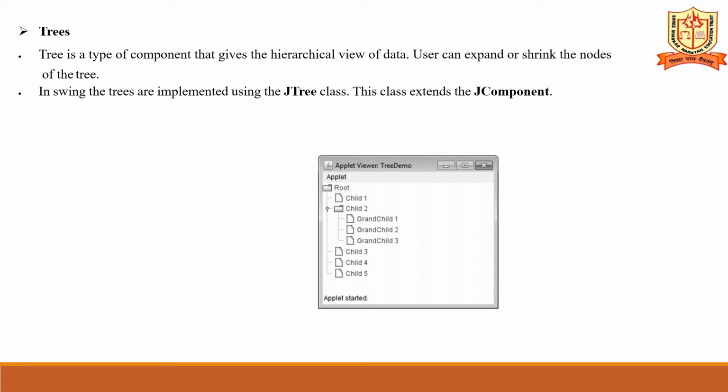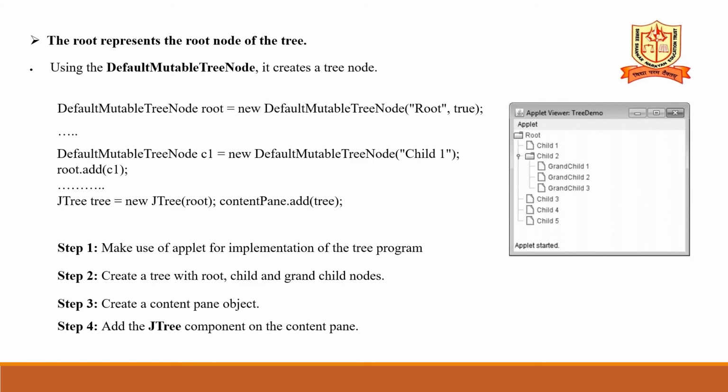Here the root node is root, and child 1, child 2 are the child nodes of the root node. Using the DefaultMutableTreeNode, it creates the tree node. DefaultMutableTreeNode root is an object, new DefaultMutableTreeNode, and what is the name of the node? Root. And then true means this node is having child nodes.